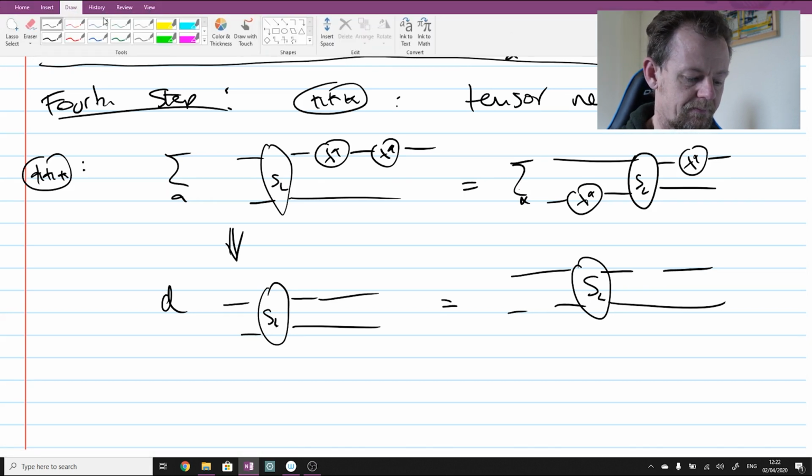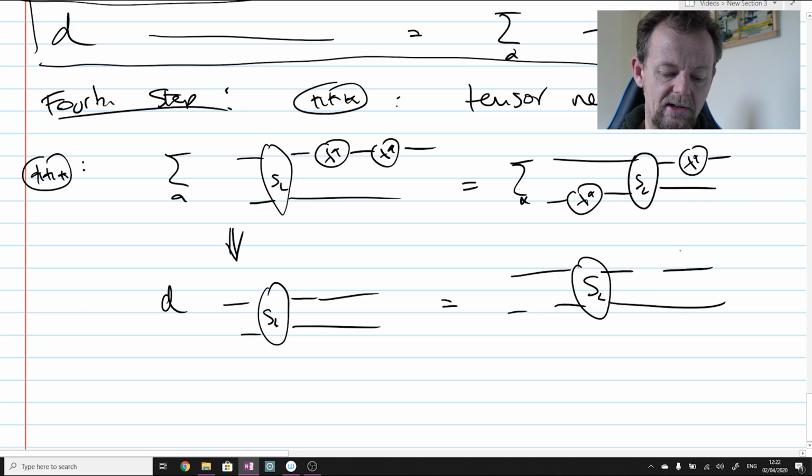to the second argument here. Now remember, the sum of lambda alpha tensor lambda alpha is the swap operator. So that means this argument comes over here and gets pushed into there, and this argument goes under, gets swapped with that one there.